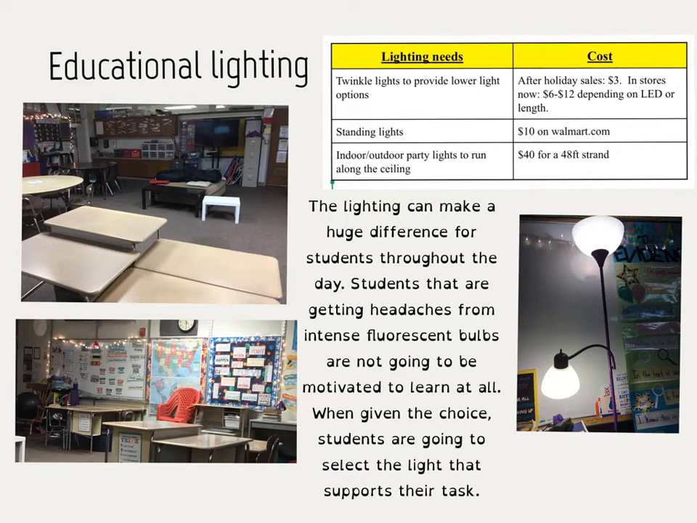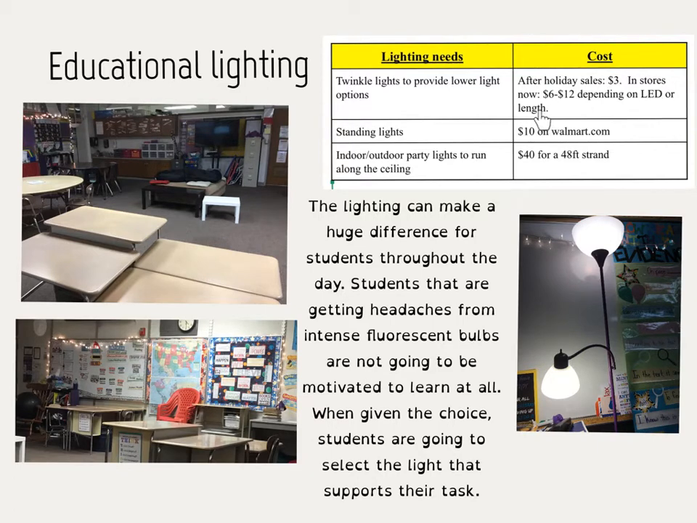So one of the first options with the educational lighting, the easiest option, is if you have a lot of fluorescent lights in your classroom, only turning on part of the fluorescent lights might work. You could also do some twinkle light options that will provide a little bit lower lighting setting. You can get these for after holiday sales. I know the holidays will be coming up here soon, but after holiday sales they usually cut them down in price. Right now you could purchase these lights between $6 to $12 depending on the options that you choose and possibly the length.